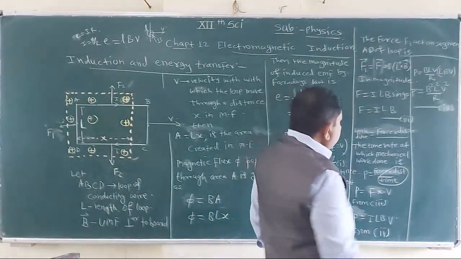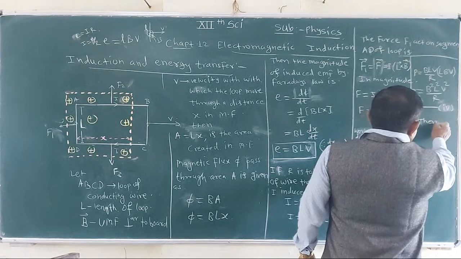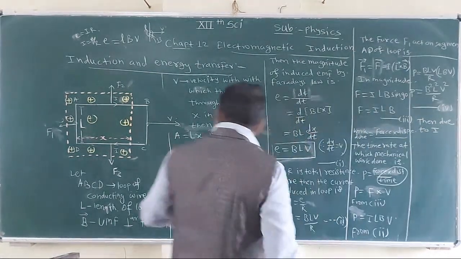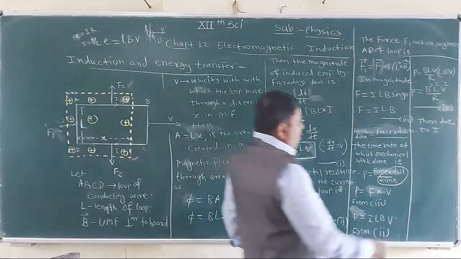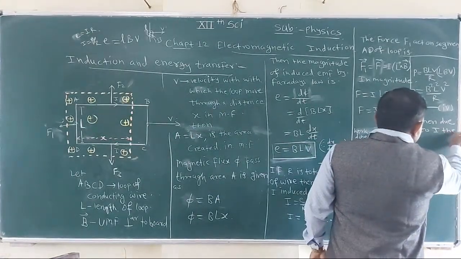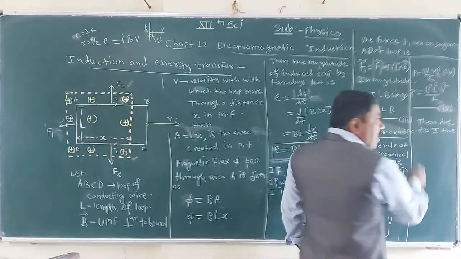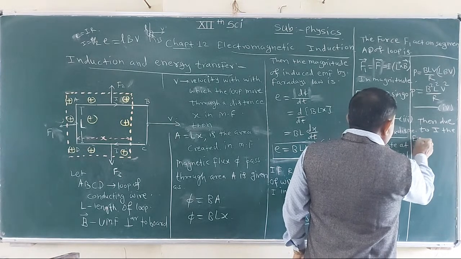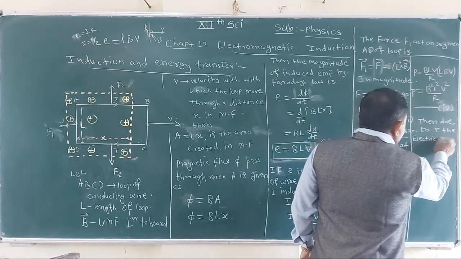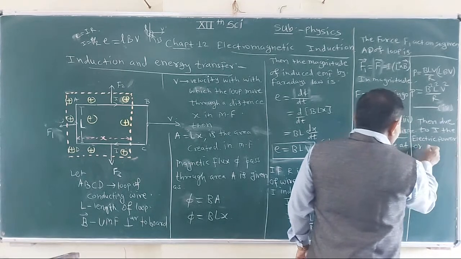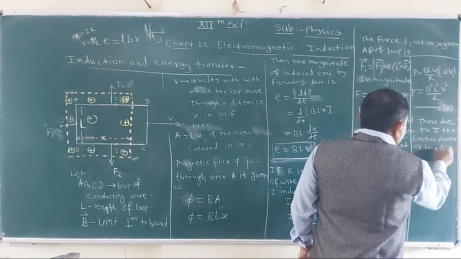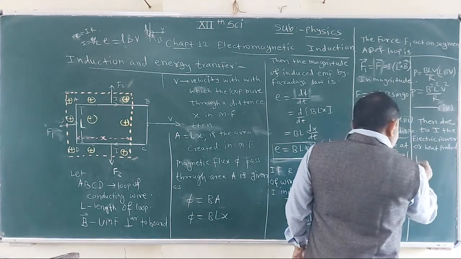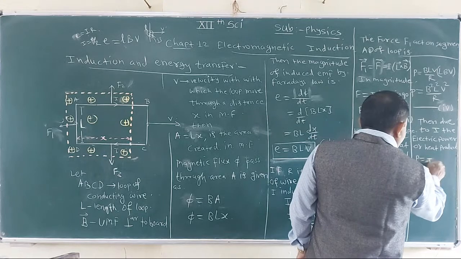So what is the electric power? Then due to current I, the electric power or heat energy produced, heat generated, is: power is equal to I square R.